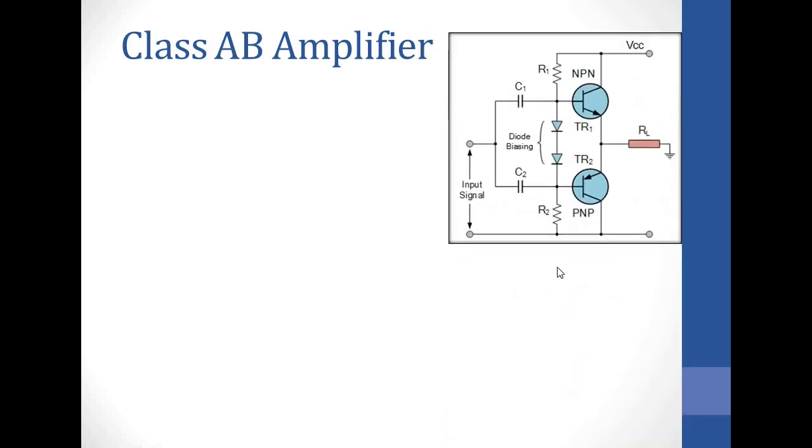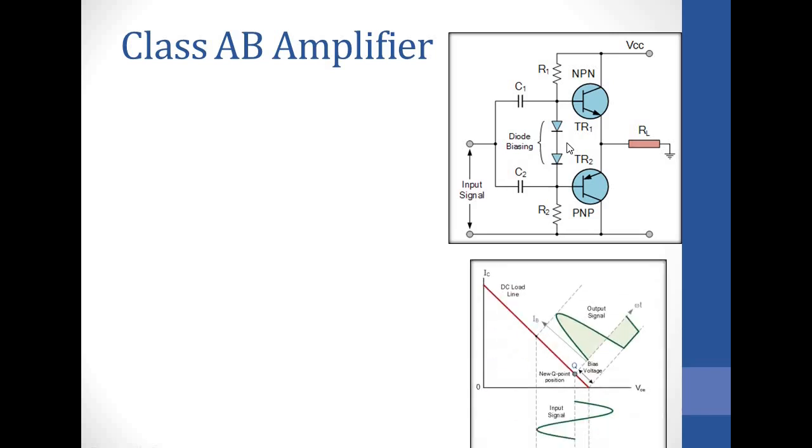The class AB amplifier is the same as the class B amplifier. The only difference is that we've got these two diodes. These two diodes enable transistor 1 to remain on whilst this one also is starting to conduct, so that the handover is more or less smooth.